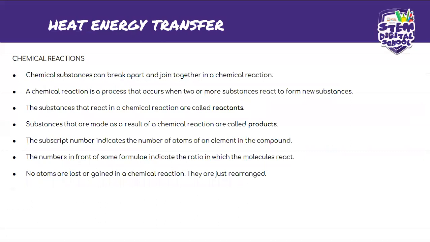So a chemical substance can break apart and join together in a reaction. A chemical reaction is a process that occurs when two or more substances react to form new substances. The substances that react in a chemical reaction are called reactants. Substances that are made as a result of chemical reactions are called products. The subscript number indicates the number of atoms of an element in the compound. The numbers in front of some formulae indicate the ratio in which the molecules react. No atoms are lost or gained in a chemical reaction. They are just rearranged.